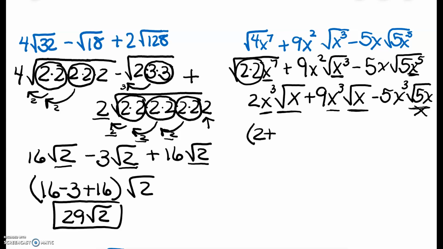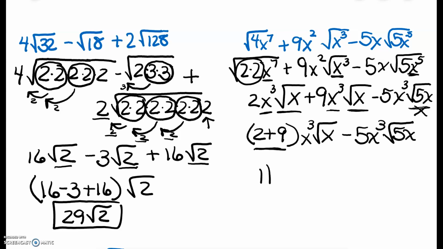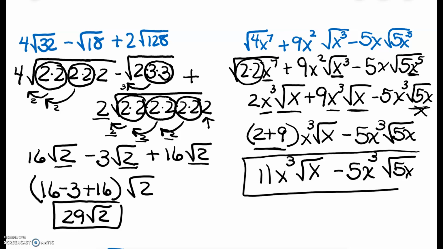So I add 2 plus 9. I have an x cubed radical x minus 5x cubed square root of 5x. When I add these 2 numbers, I end up with 11x cubed square root of x minus 5x cubed square root of 5x as my final answer.